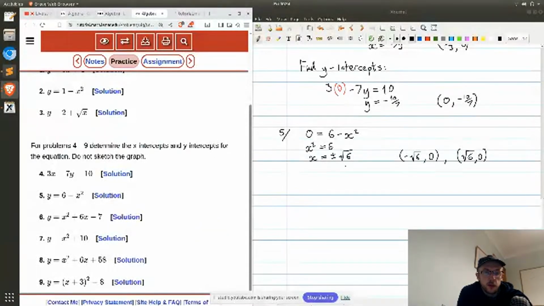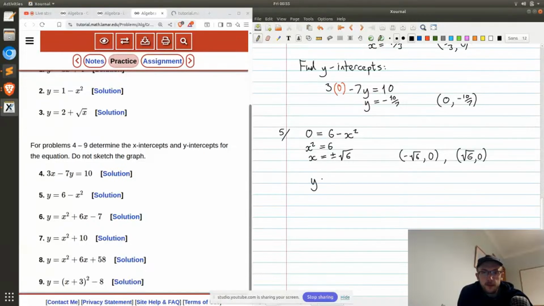As for where it crosses the y-axis, just plug in 0 for x, and you'll see that y is equal to 6. So 0, comma 6. Now for short, you can just say x-int like that, and then y-int like that.